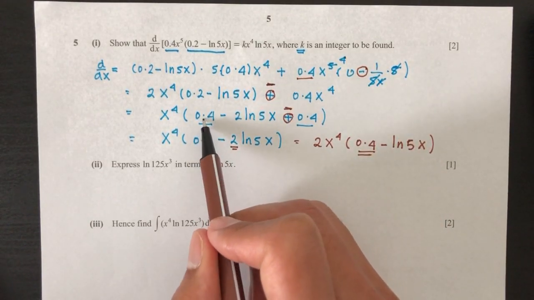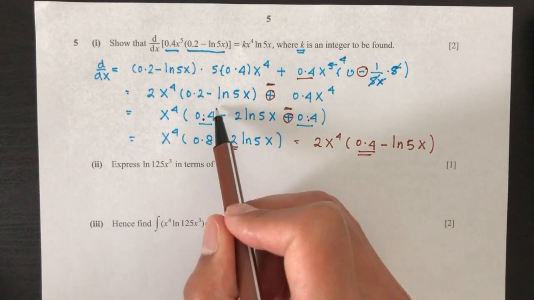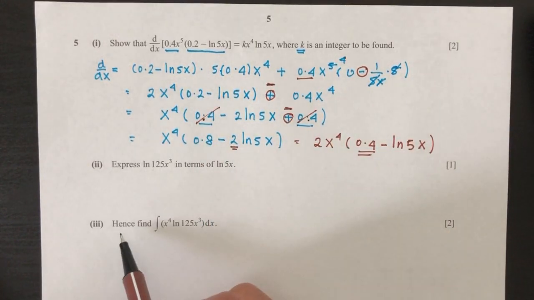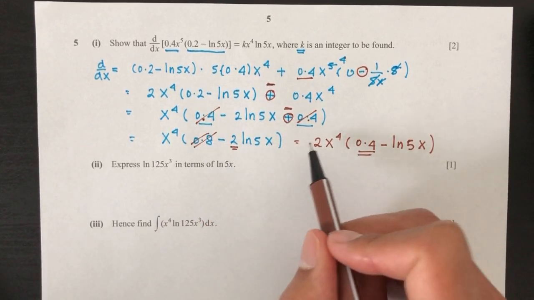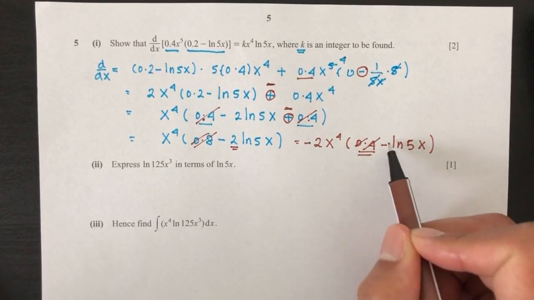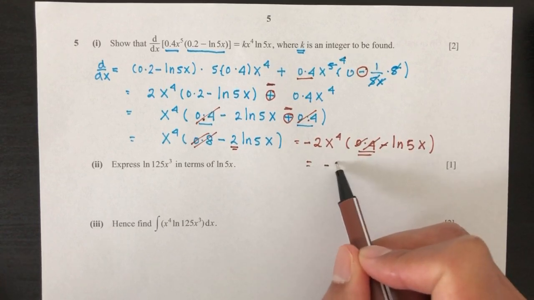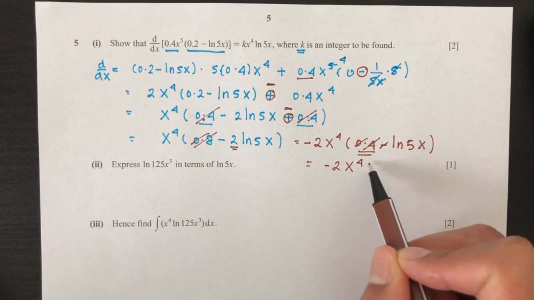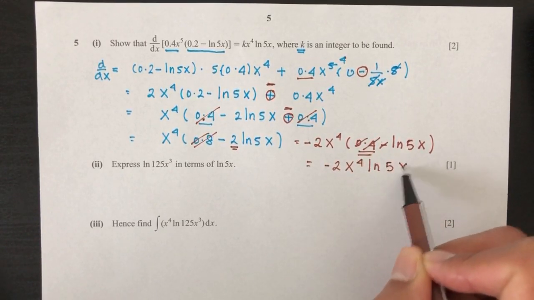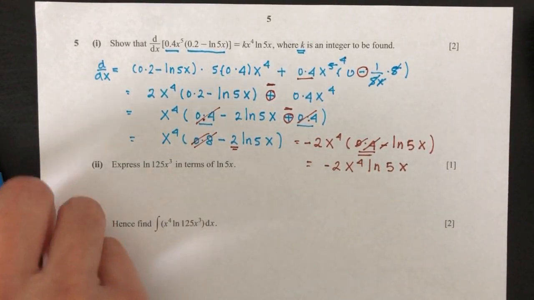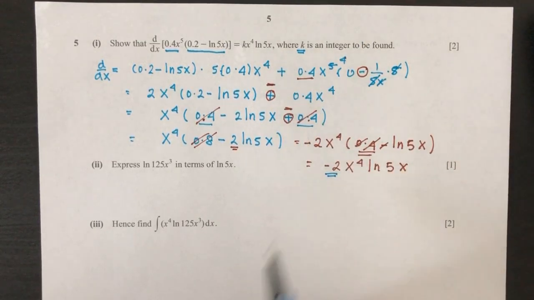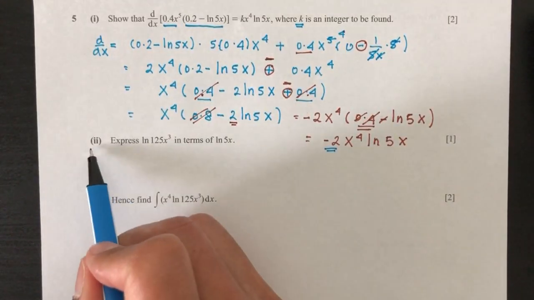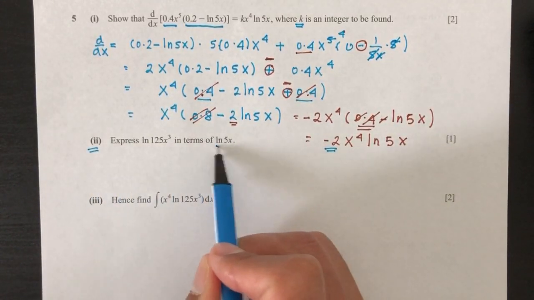So this minus this, that should be gone away. So in that case, that should not be here. You take out minus 2 and this should not be here. So basically your answer is minus 2 x power 4 ln 5x. Okay, so that should be your answer, and then your value of k is minus 2. Okay, that's it.